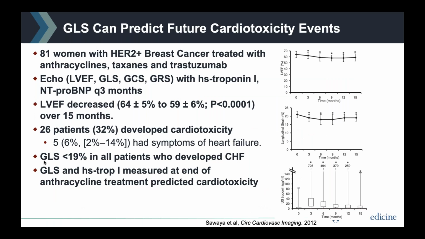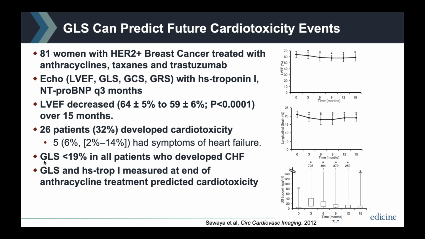So here are some of the papers that show the use of GLS in cardio-oncology patients. This paper published in 2012 showed that GLS can predict future cardiotoxicity events. They used 81 women with HER2 positive breast cancer that were treated with anthracyclines, taxane, and trastuzumab. And they did echo and also high sensitivity troponins and NT-proBNP every 3 months.